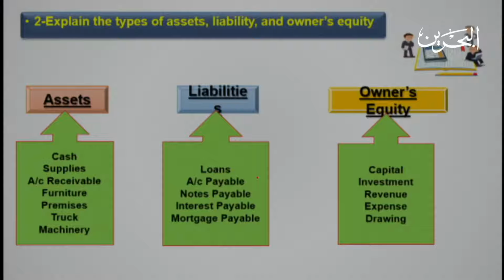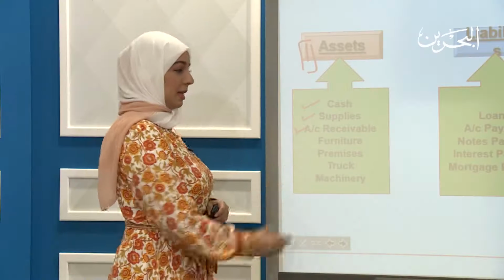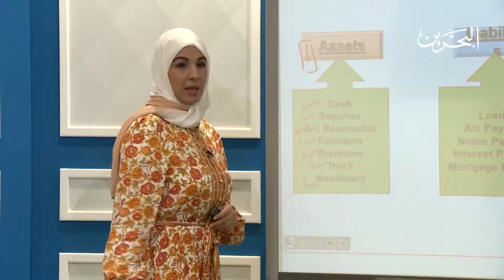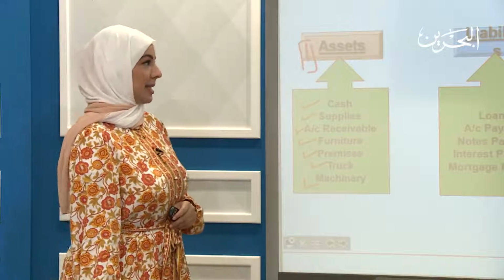Now, my dear student, after we take a look at the components of the accounting equation, let us take some examples for these components. Firstly, if I discuss the assets, there are many examples, the resources of the company. First of all, cash, supplies, accounts receivable, furniture, premises, a truck, and machinery. These are some examples of the assets.